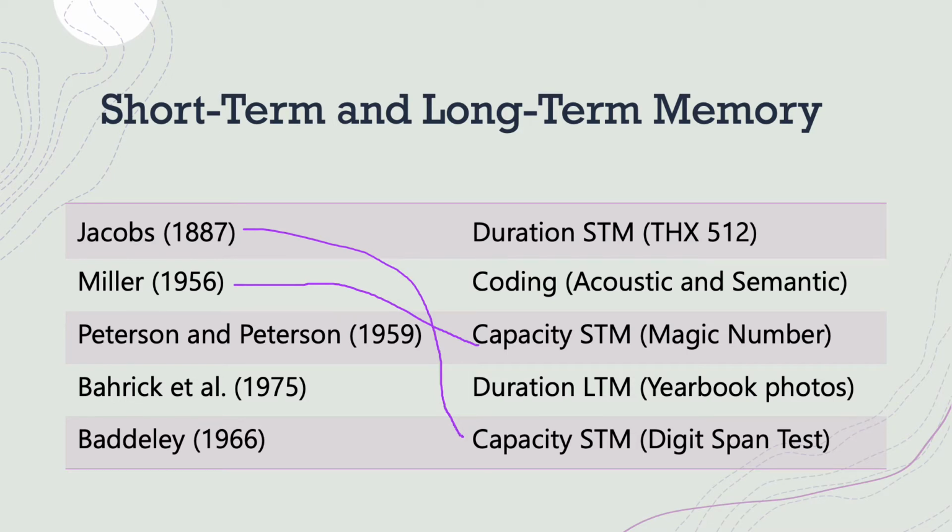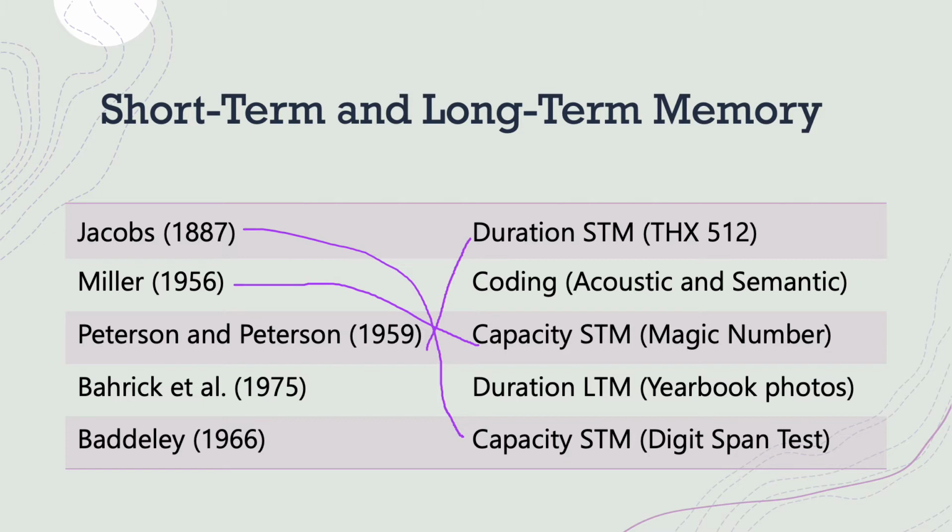And then we have Peterson and Peterson, who tested the duration of short-term memory. They did this by giving consonants and a number and asking participants to remember those consonants whilst counting down, and they found the duration of short-term memory to be about 18 to 30 seconds.